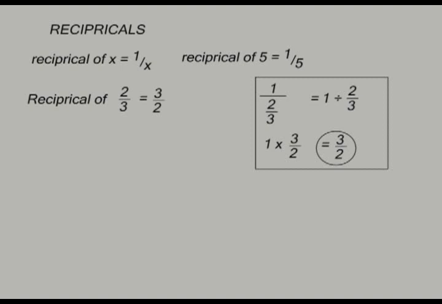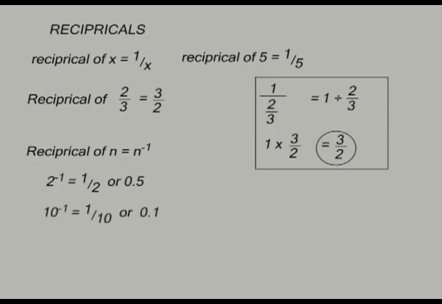In shorthand, the reciprocal of a number n is given as n raised to power of negative 1. And so the reciprocal of 2 is 1 over 2, or 0.5. Reciprocal of 10 is 1 over 10, or 0.1.